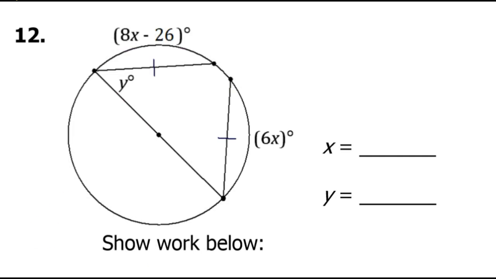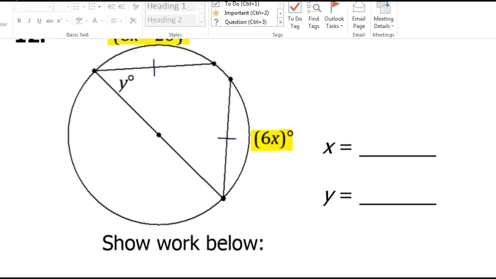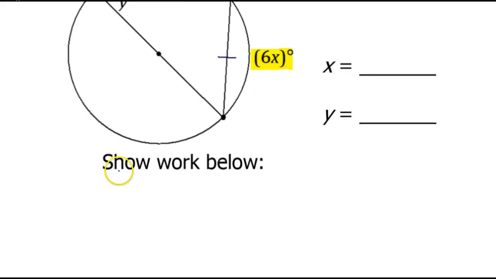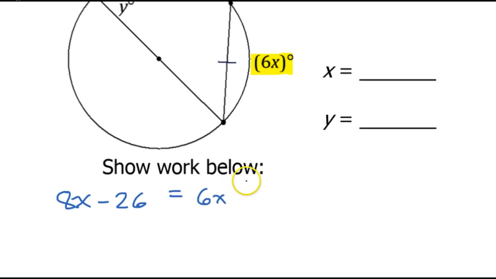For number 12, let's use the theorem that tells us if the chords are congruent, then the arcs are also congruent. So these hash marks, these tick marks, tell us that the chords are congruent. That means the arcs are congruent. So those two expressions must be equal. So I can go ahead and set them equal to each other. So 8x minus 26 must equal 6x.